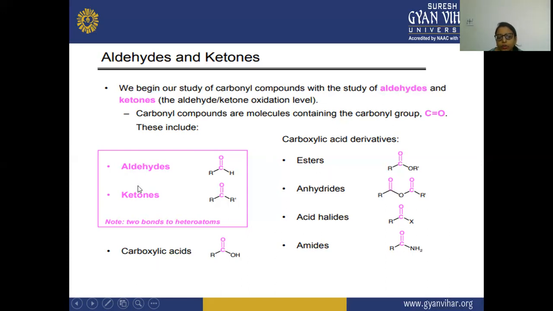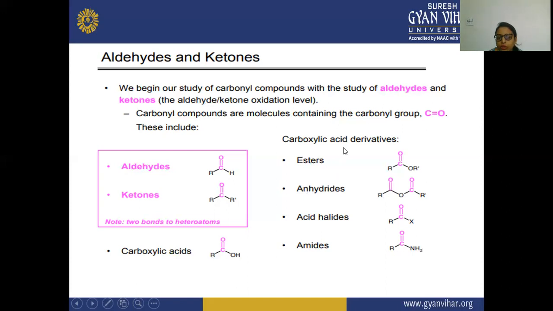In your aldehyde and ketone, you can see this carbonyl group, C double bond O, is attached on one side to an alkyl and on the other to hydrogen. In the case of your ketone, the carbon is bonded on both sides to an alkyl group, but one can be a different alkyl group from the other. The second category is your carboxylic acid. In your carboxylic acid, this carbonyl group is attached on one side to your OH and on the other side to your alkyl group.